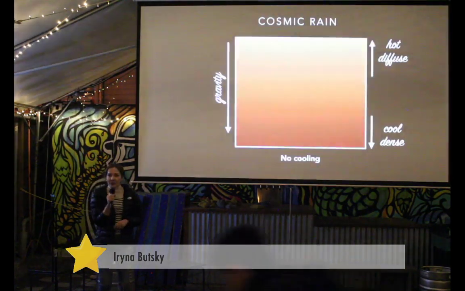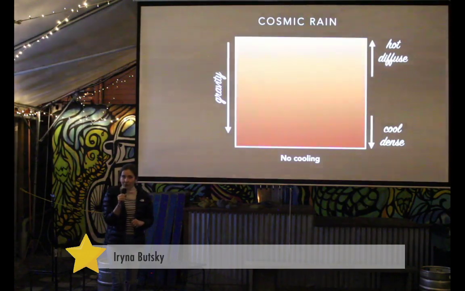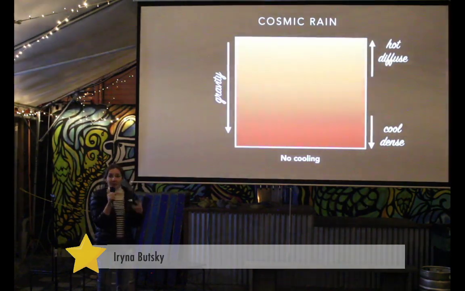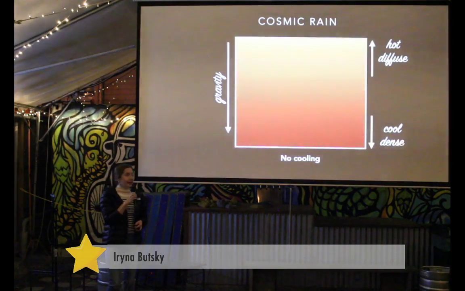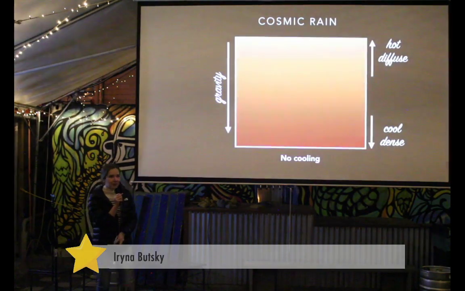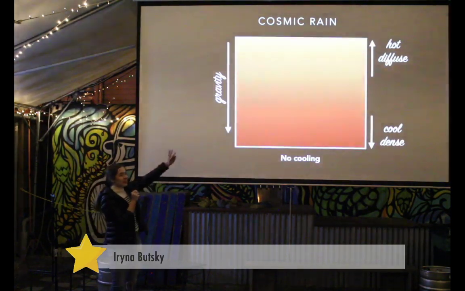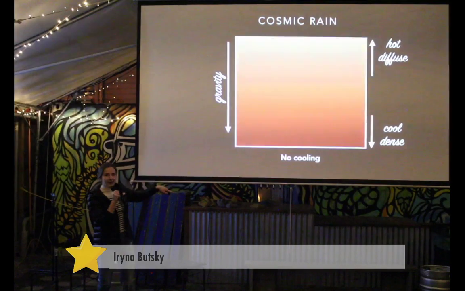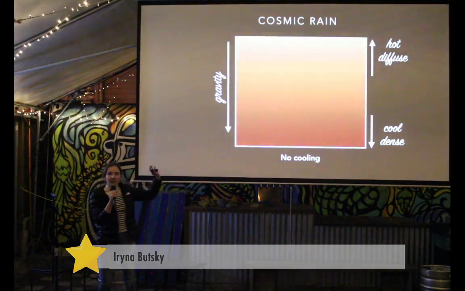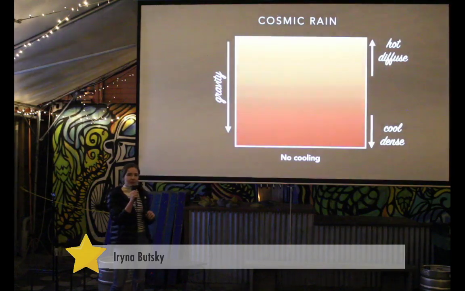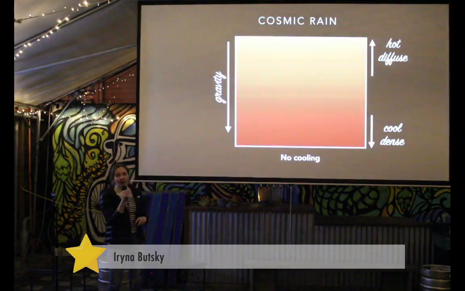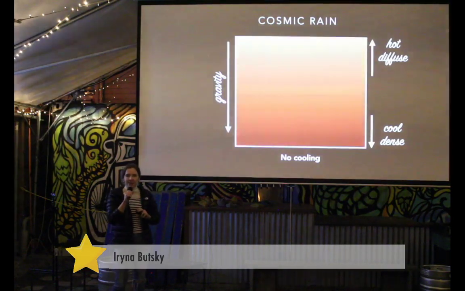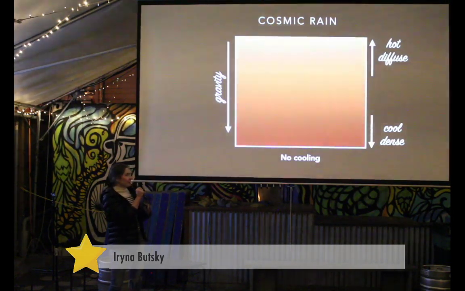All right. So one way we can form cool gas is through a process called cosmic rain, which is something you might be very familiar with if you live in Seattle. And so if you consider some patch of CGM gas, here you have gravity pointing downwards in the page, and this gas has a very smooth profile where cool, dense gas is at the bottom, hot, diffuse gas is at the top, and it's in a very stable configuration. So that if you were to leave it alone, it would stay like this forever.